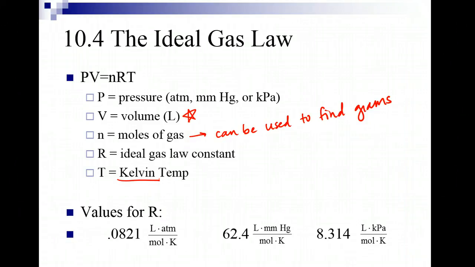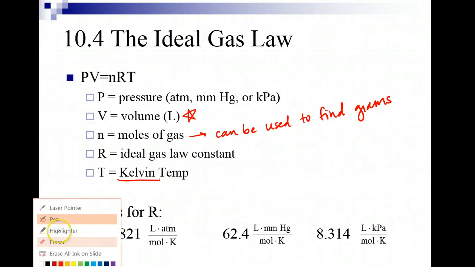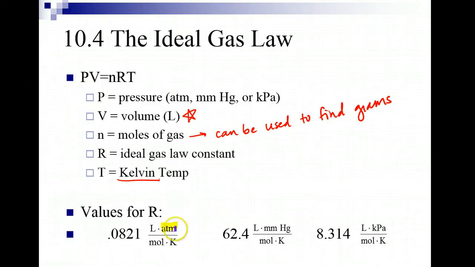And so really the only thing that changes is the pressure unit. And so 0.0821 has atmospheres, 62.4 has millimeters of mercury, and 8.314 has kilopascals. And so depending on which pressure unit they give you, that will determine which value of R you will want to use.